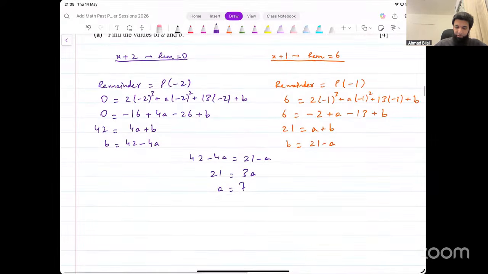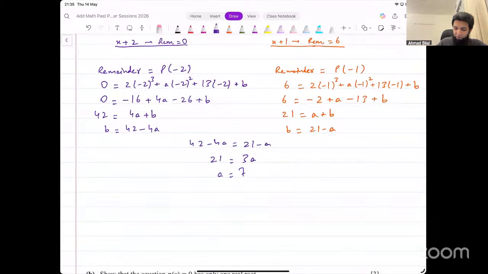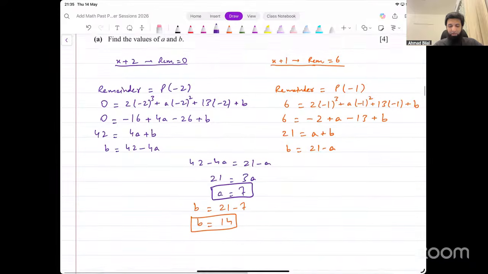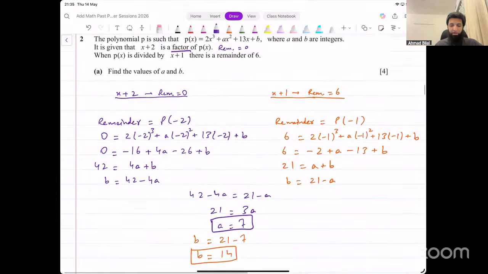Now, put this back in any one of those two equations, and that will give you the corresponding value for b. If I put that in this equation, that will give me b equal to 21 minus 7, and that is 14. The value of b turns out to be 14. That's the final result that we get. Just be careful that you're not making any careless mistakes, and that should be fine. Not that complicated. That was question number 2, part A.